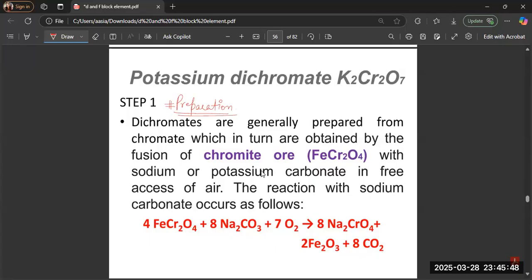K2Cr2O7. So the preparation. Basically your potassium dichromate is prepared from chromite ore. What is chromite ore? Chromite ore is FeO.Cr2O3, or you can write it down as FeCr2O4 also. So this is your chromite ore. There are several steps in the formation of this potassium dichromate. First step is the conversion of chromite ore to sodium chromate.